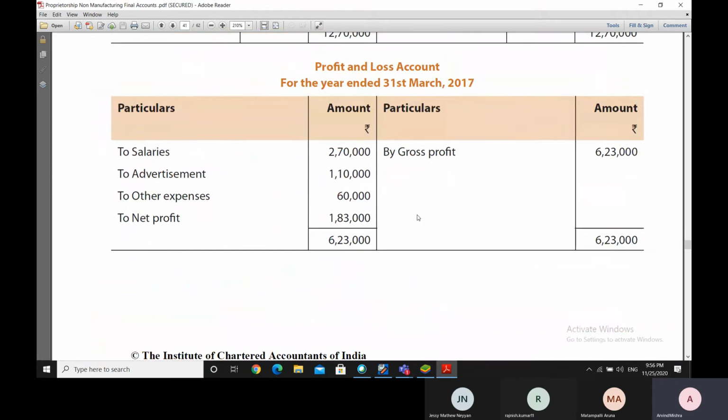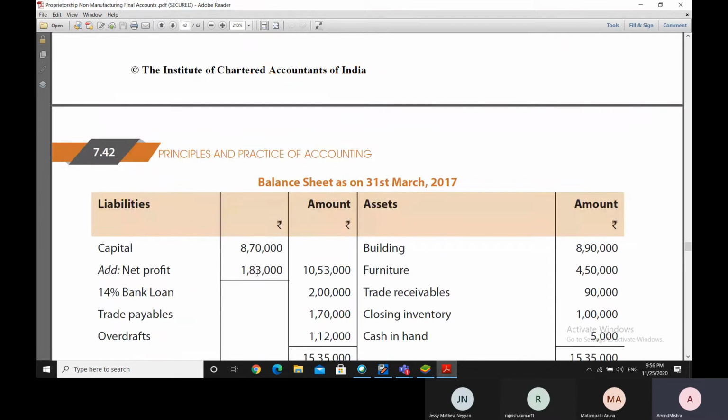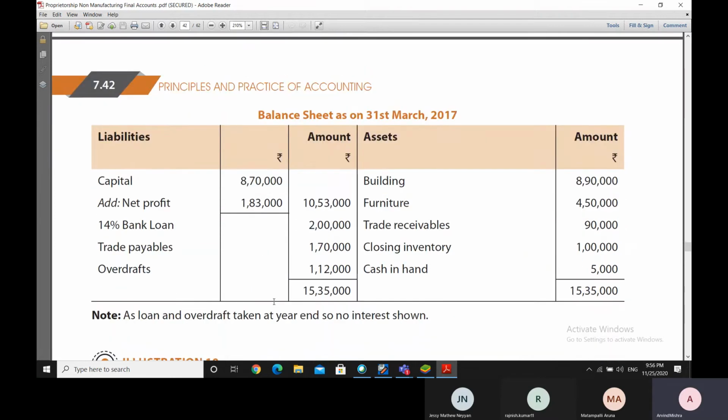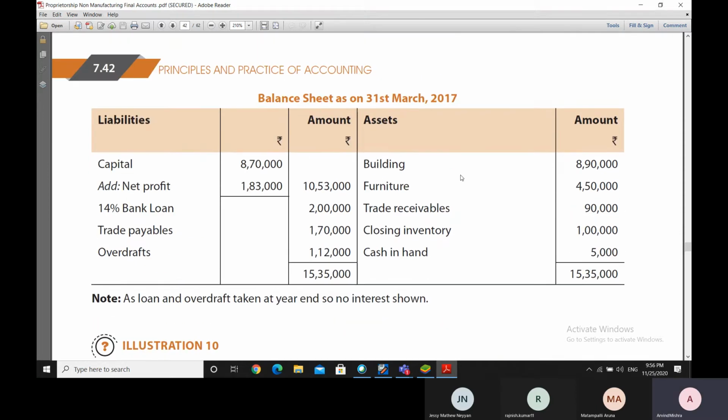And then we have to prepare the balance sheet. When we prepare the balance sheet, we take this net profit and add it to the capital. All the rest of the entries are taken from the trial balance and entered either on the asset side or on the liability side, depending upon what kind of balance there is. If it is a debit balance, it is put on the asset side. Otherwise, it is put on the credit side, the liability side.